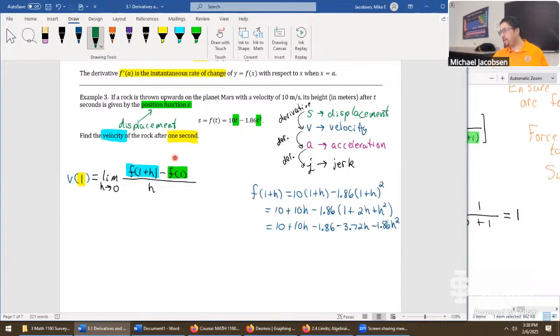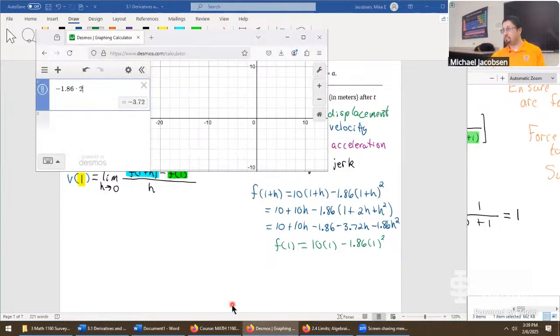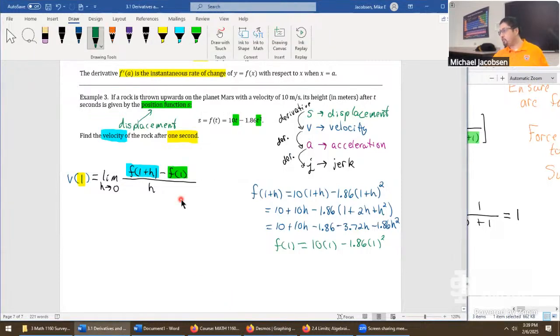So this turns into f at 1, which is equal to just 10 times 1 minus 1.86 times 1 squared. That's just a 10 minus 1.86 altogether. Again, let's treat ourselves to a nice calculator. 10 minus 1.86 gives us an 8.14. And so that's what's going to be plugged in right up here. Okay, we've got all of our computations on the margin ready to go.